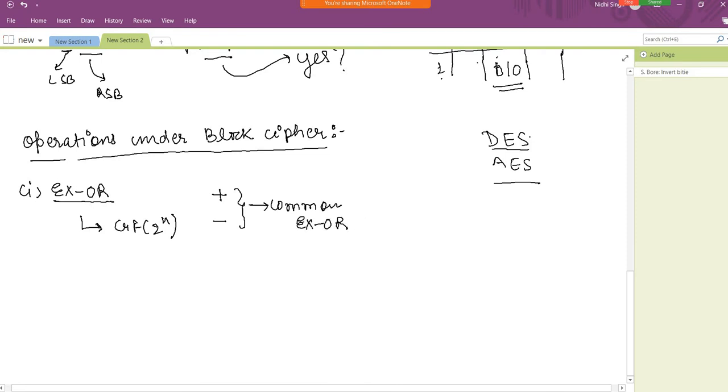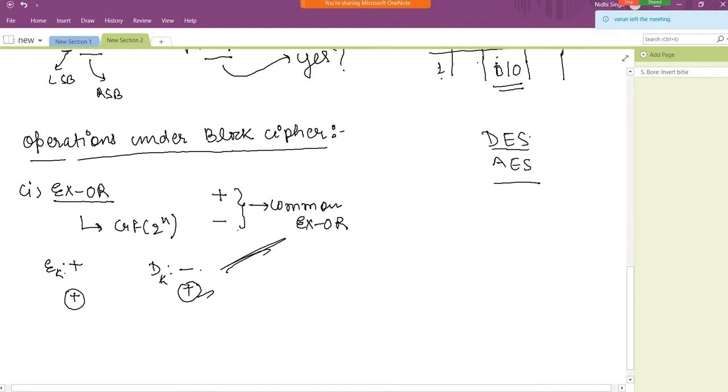What happened in the additive cipher? We performed addition at the encryption side, and at the decryption side we had to perform negation, that is subtraction. But in the block cipher case, the encryption will be associated with XOR, and the decryption process will also be associated with XOR.